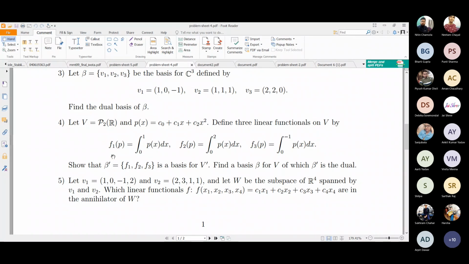So that is fine. You can show that this beta dash is a basis for V dash. That is fine. How will you find the basis for the corresponding space?